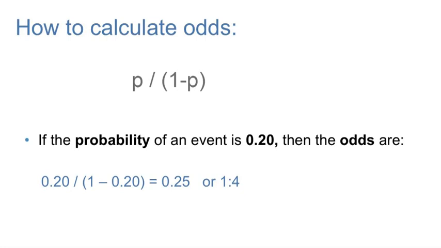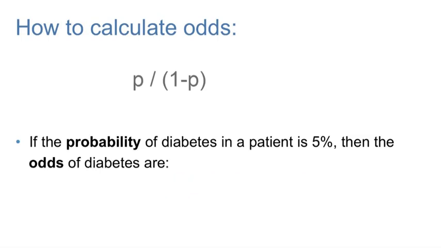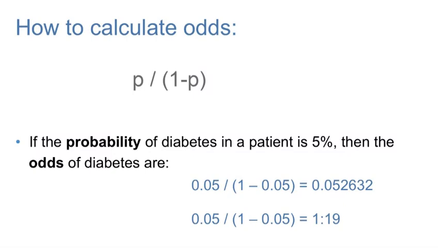Let's try another example. If the probability of diabetes in a patient is 5%, then the odds of diabetes are, let's plug 0.05 into our formula. So you get P, or 0.05, divided by 1 minus 0.05, or 0.052632. To get a more easily understood ratio, you can then divide both sides by 0.05 to get a 1 to 19 ratio.